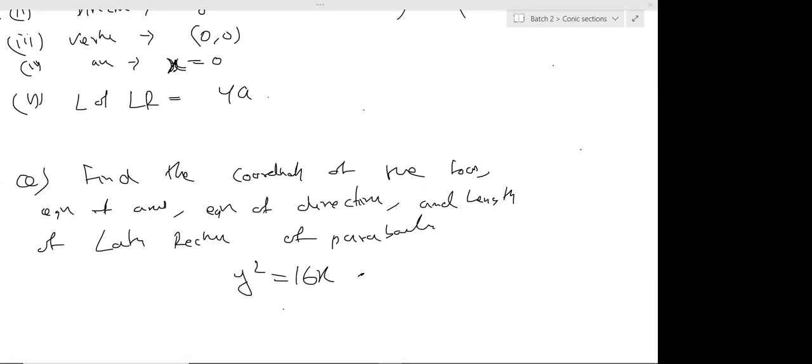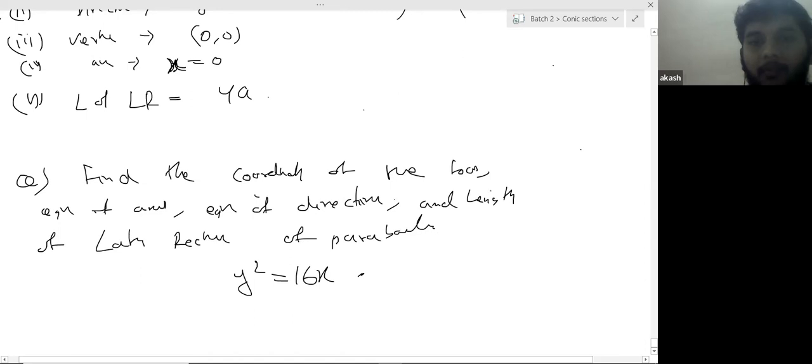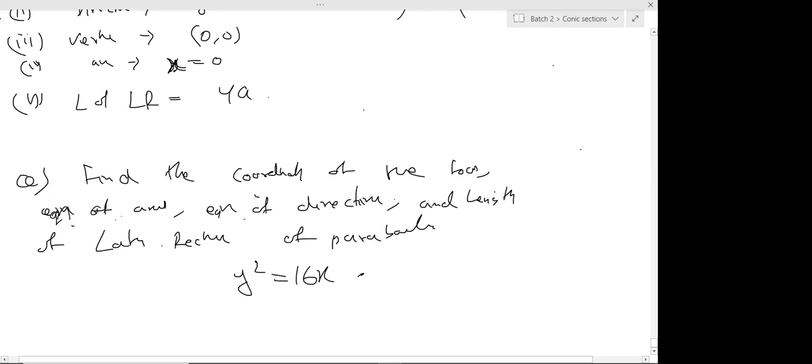Find the coordinates of the focus, equation of axis, equation of directrix, and length of latus rectum of the parabola.